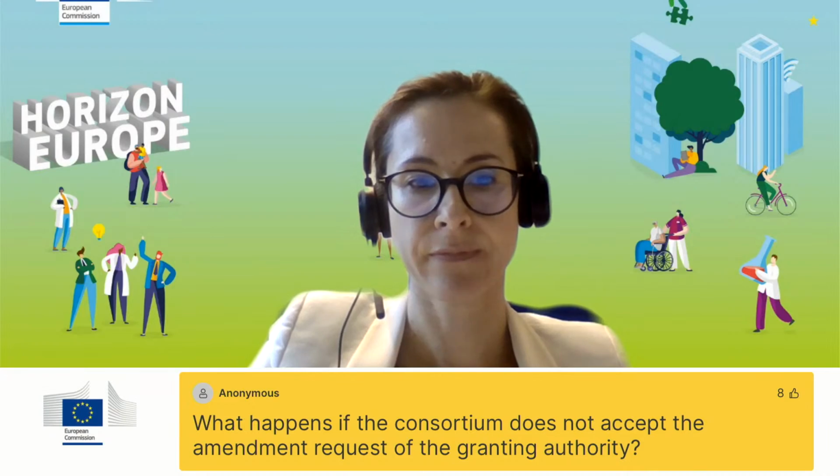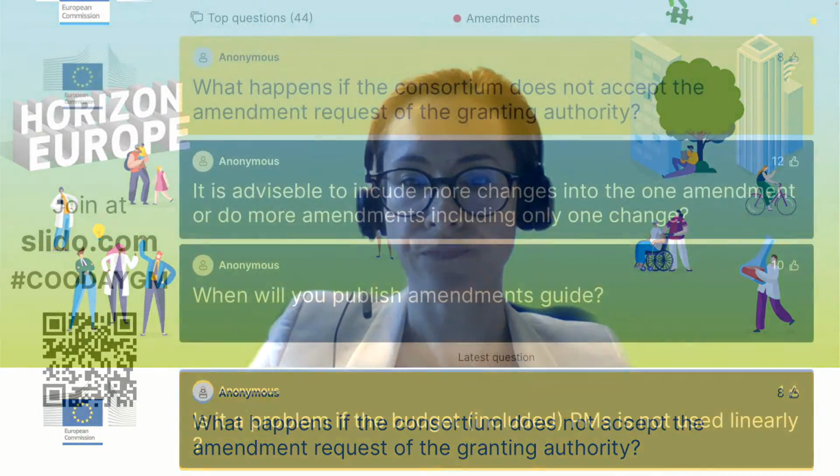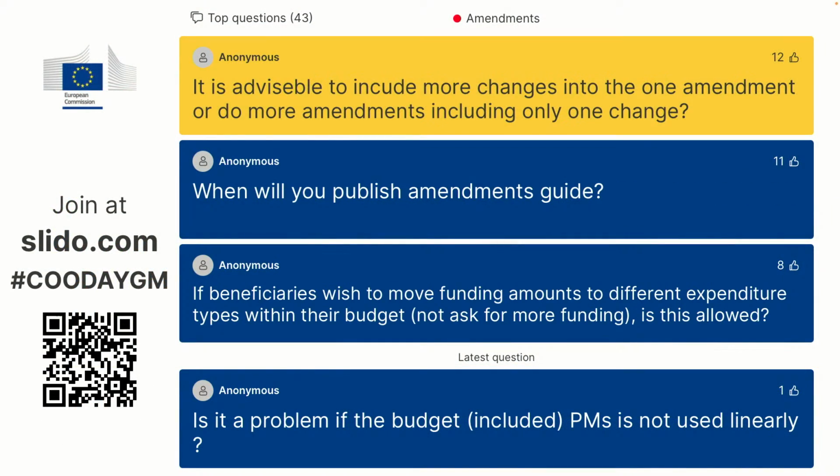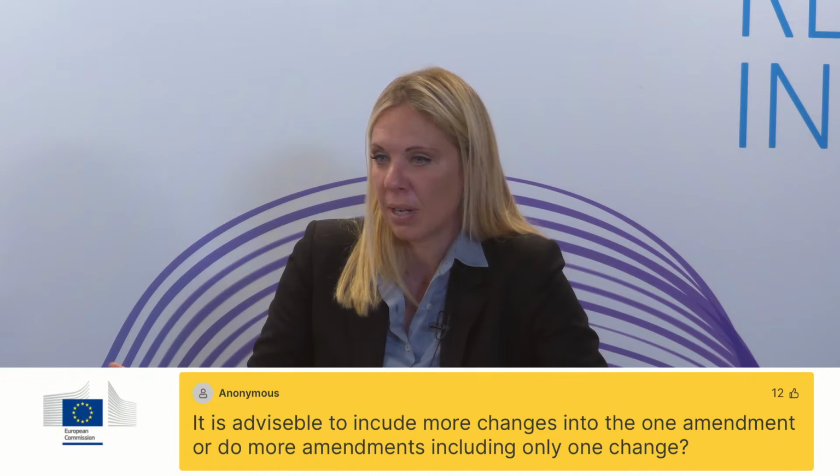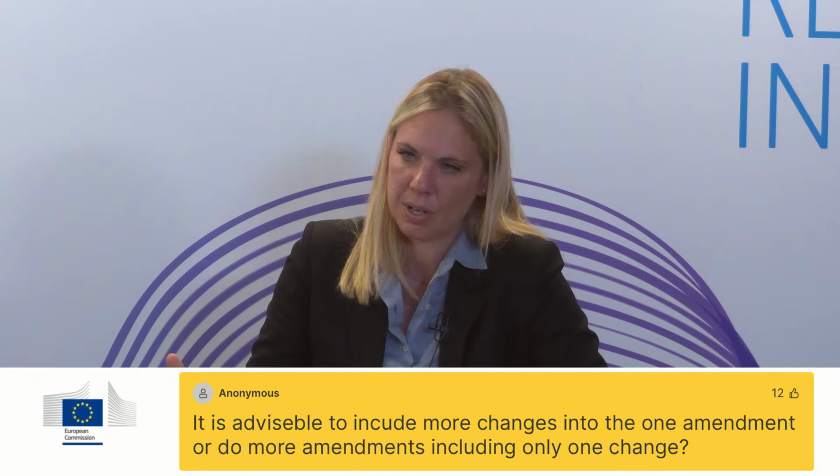Okay. Next question: is it advisable to include more changes into one amendment, or to do more amendments, each including only one change? Agnes. Of course, this should be checked case by case, but usually, as we have just seen in the example, a leaving beneficiary has an impact on Annex 1. So in most cases, an amendment request includes several changes.